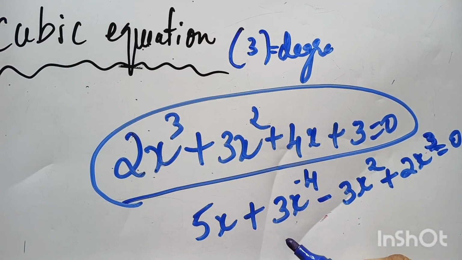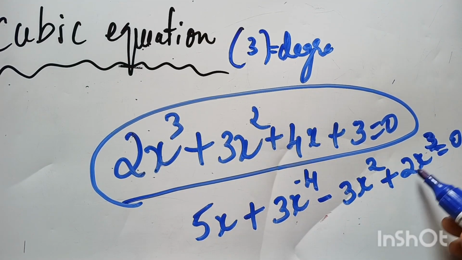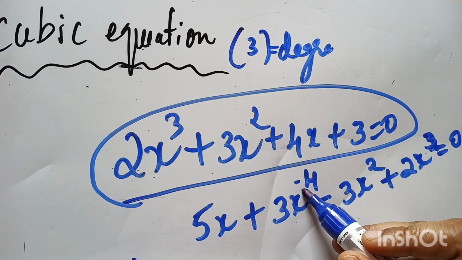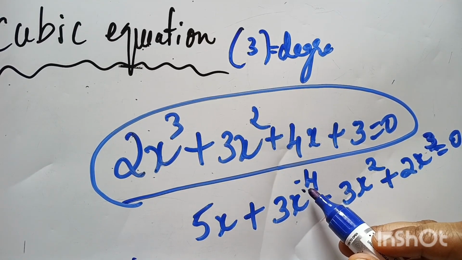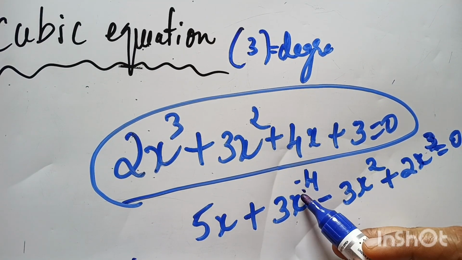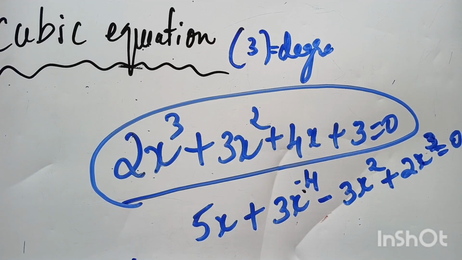Okay, so which is the highest power here? 3. So it is also cubic. Minus 4 means less than 0 always. Negative numbers are less than 0. So 3 is the highest power, not minus 4. So it is an example for cubic equation.